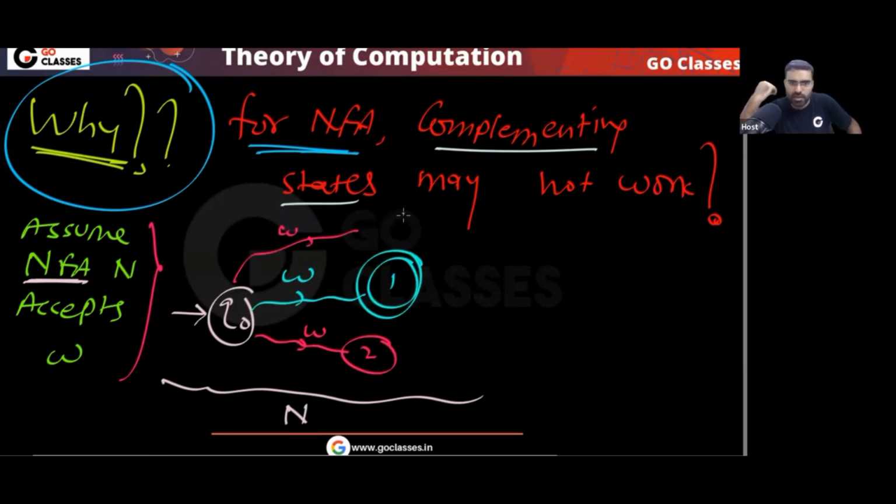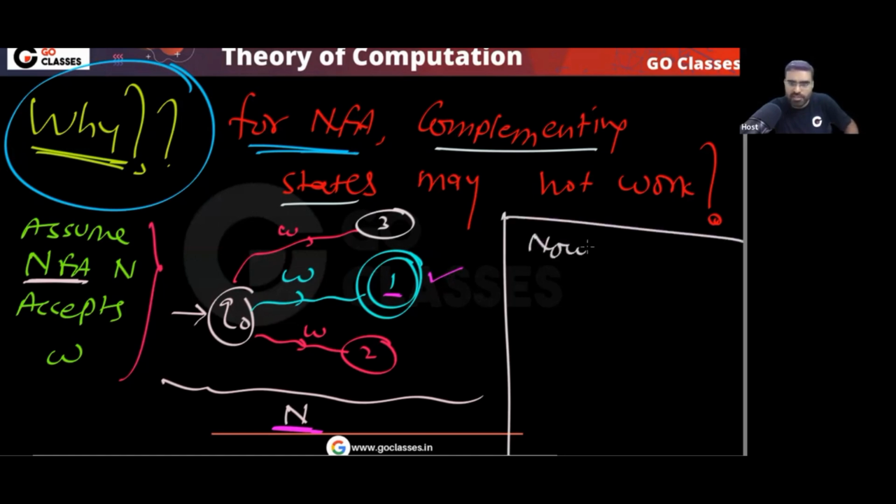Do you agree with me? Is this point clear? Now, if you complement the states, then will W be accepted or not? In this situation, if I complement the states, W is already accepted by N. So this NFA is accepting W. Now, if you complement states, new NFA will accept W or not? What will happen? New NFA will also accept W, yes or no?